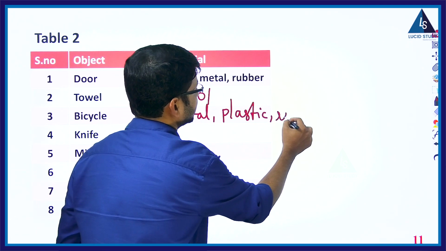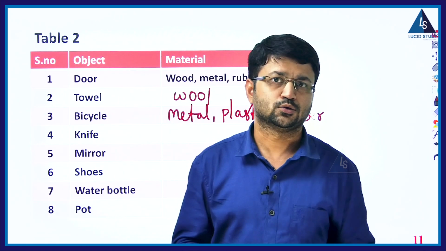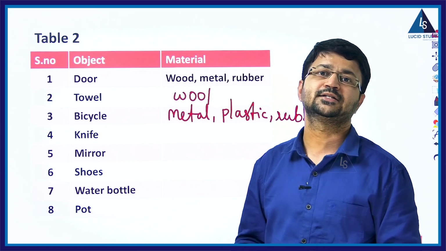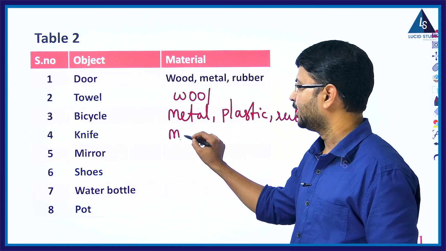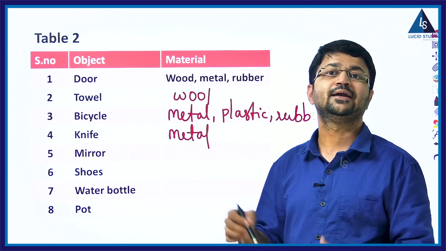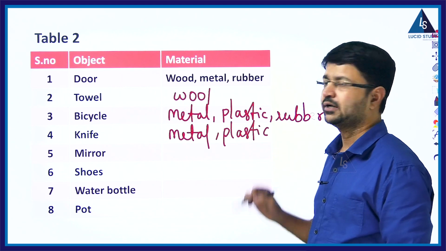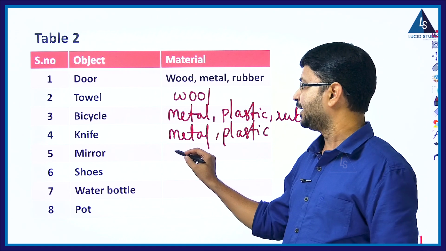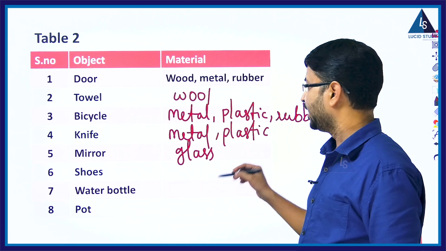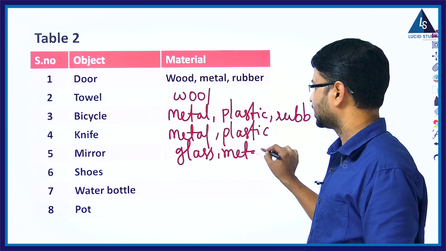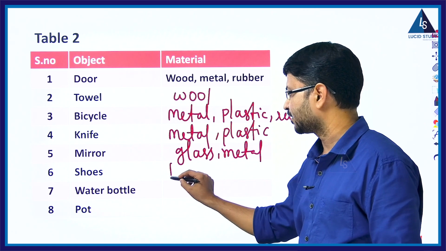So see here, all these are the parts. A bicycle contains rubber parts also. So a bicycle is made up of these three kinds of materials. Next, take the case of a knife. A knife is made up of metal, and the handle of the knife is made up of plastic or rubber. Next, take the case of a mirror. A mirror is made up of glass, and its frame is made up of metal or plastic. Next, take the case of shoes. Shoes are made up of leather.